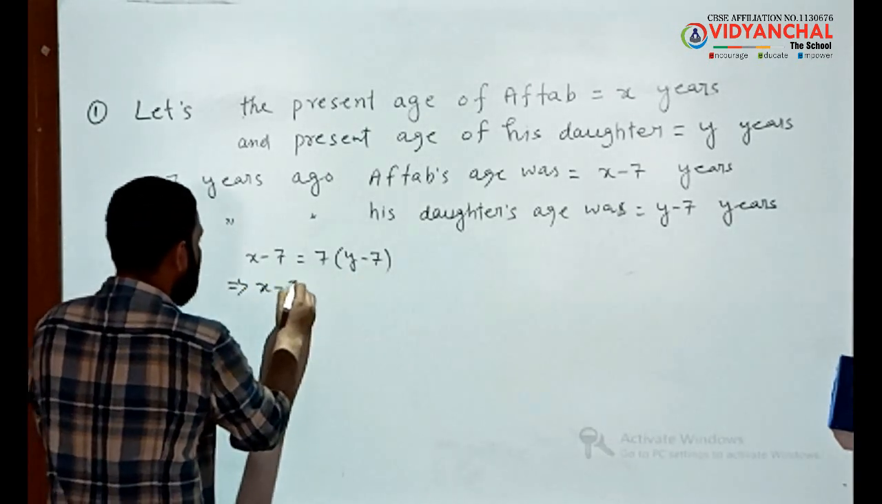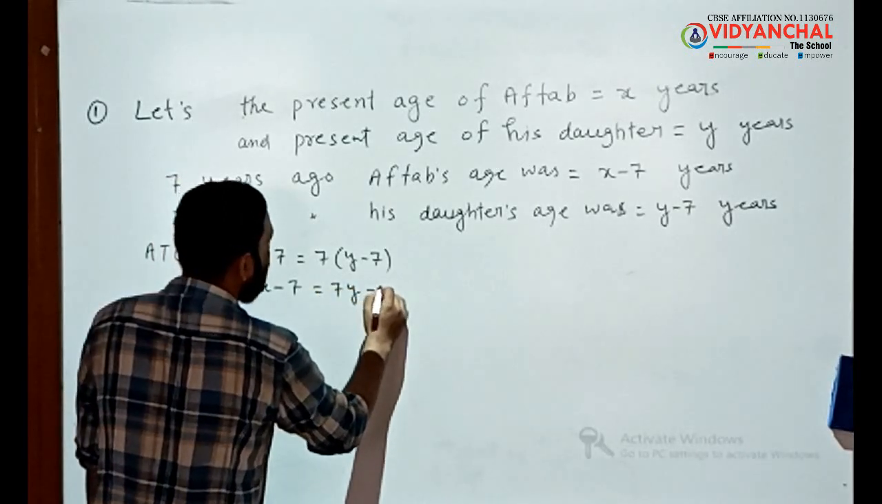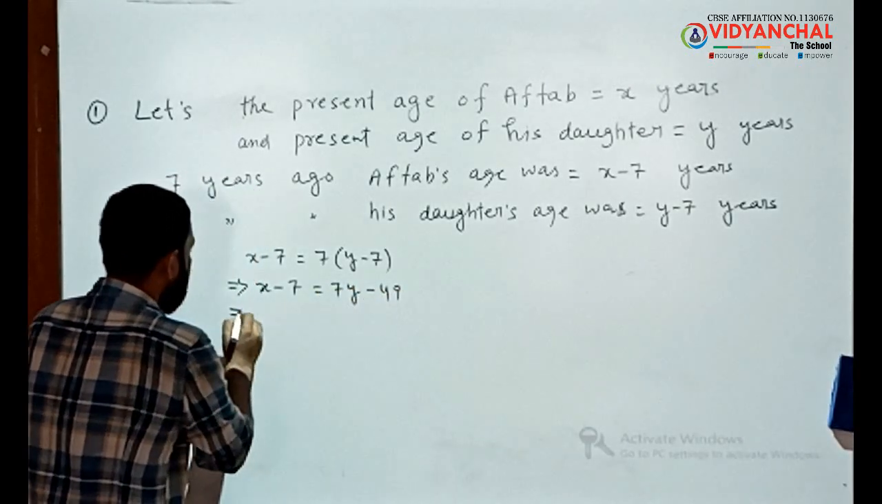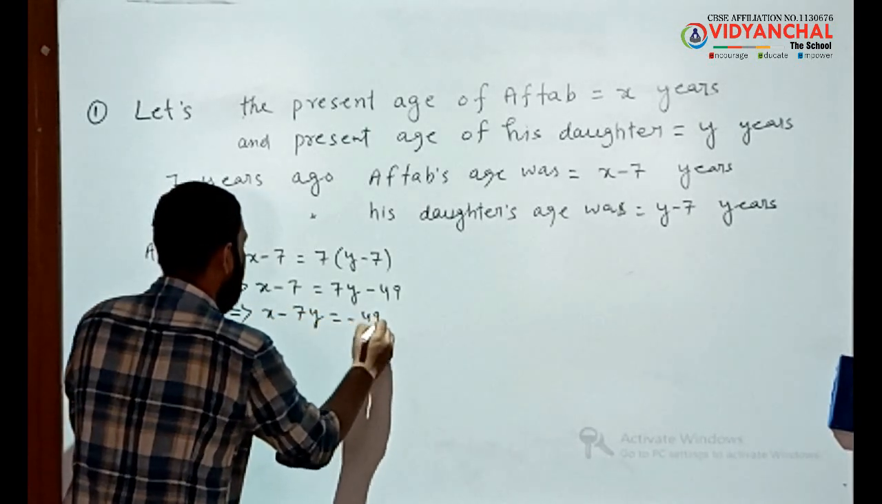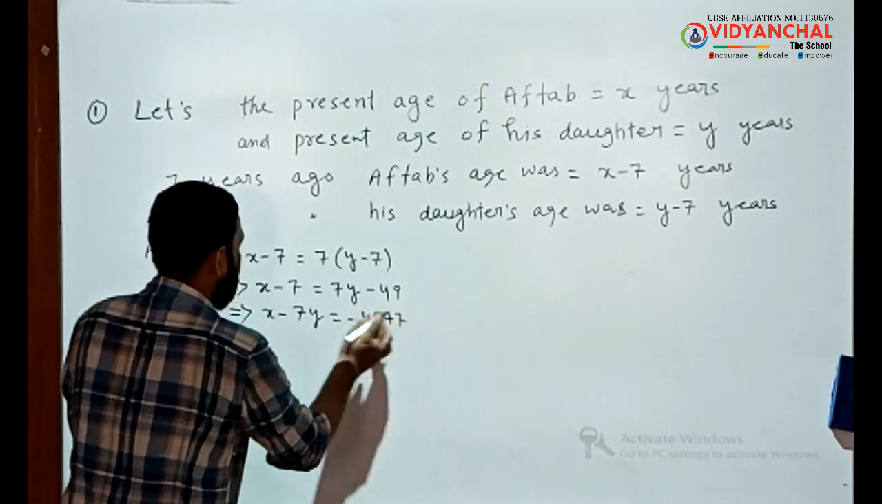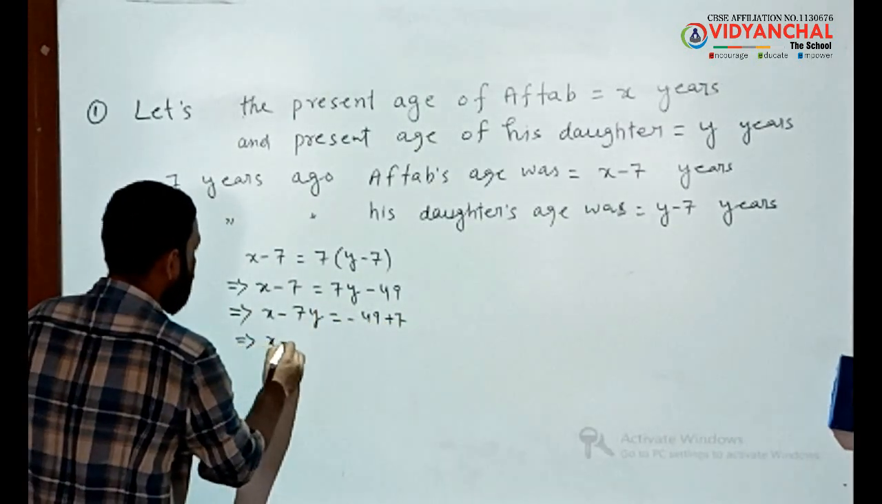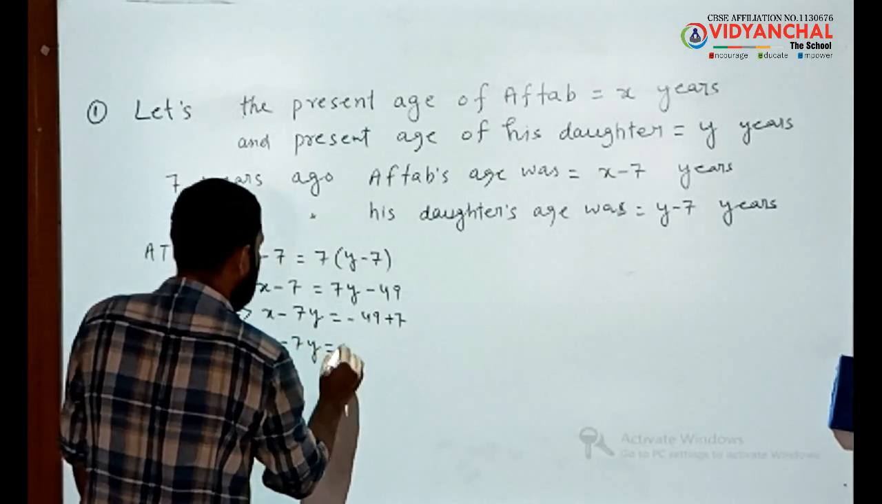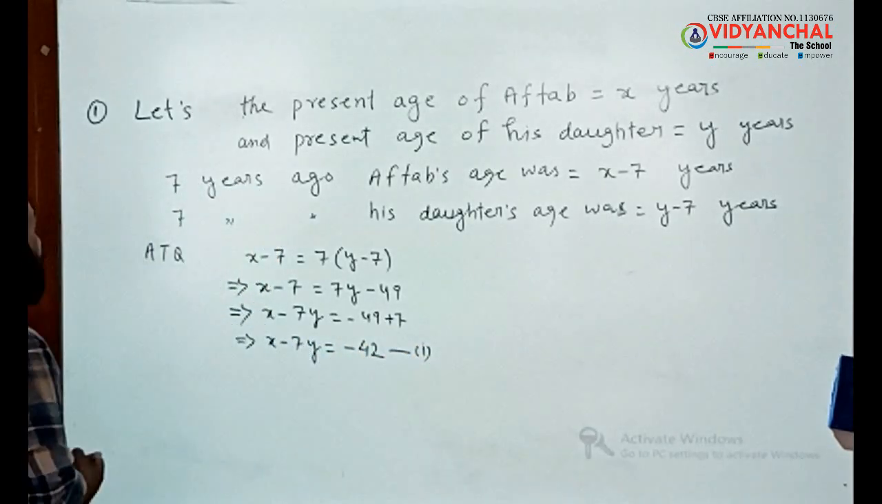Now X minus 7, 7 into Y, 7Y, 7 into 7, 49. Then X minus 7Y equals minus 49 plus 7. When minus 7 will shift that side, it will become plus 7. X minus 7y equals minus 42. This is our equation 1.